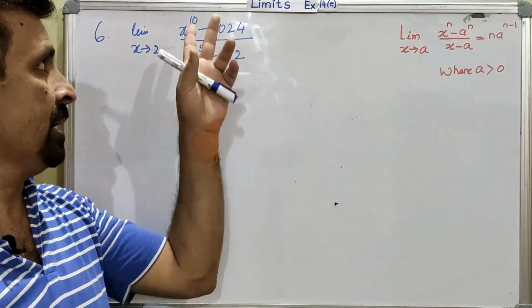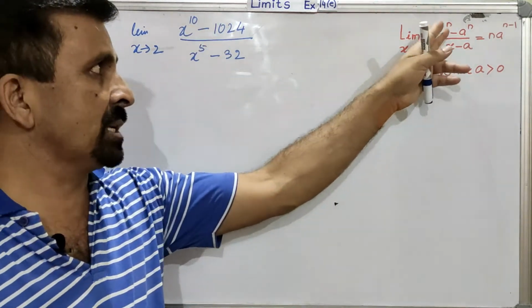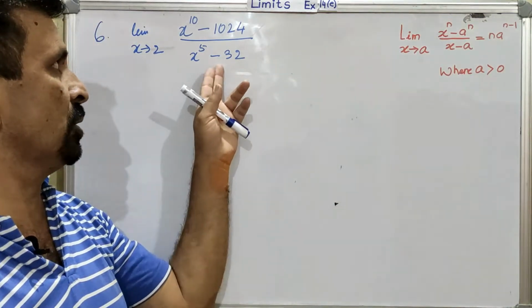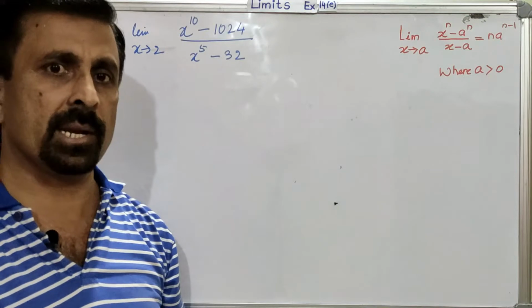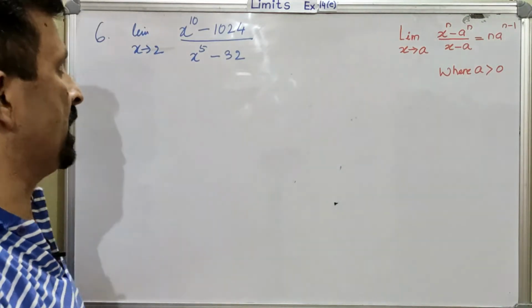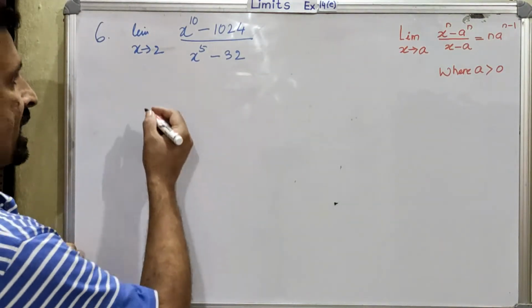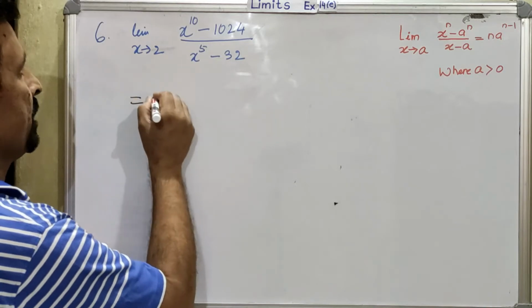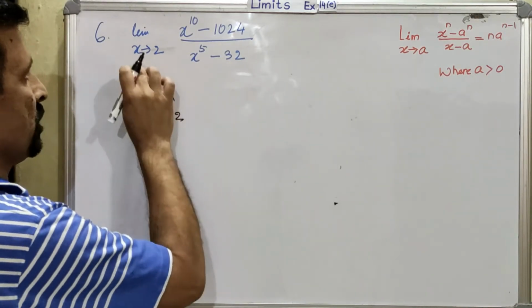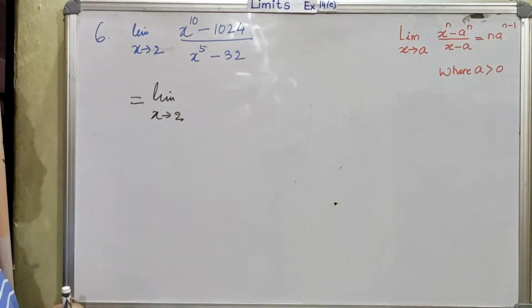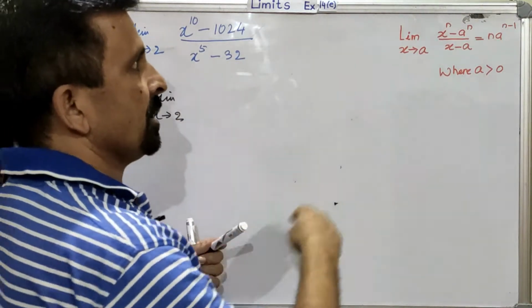Means, I mean to say, the numerator has to be expressed into this format, and then the denominator also has to be expressed into the same format. Is this very clear? So now it is very simple. Since you have already seen one question of that type, it will be easy for you. This is limit x tending to 2. You know, like this x tending to 2 also gives us a very good clue.